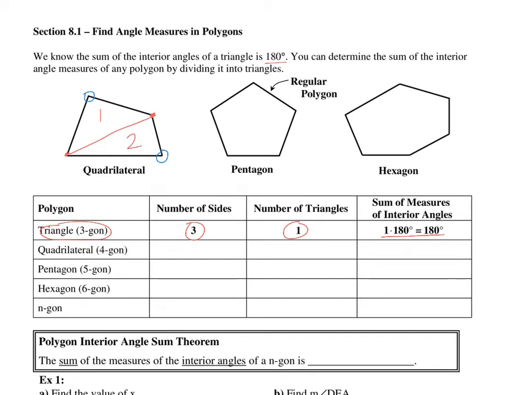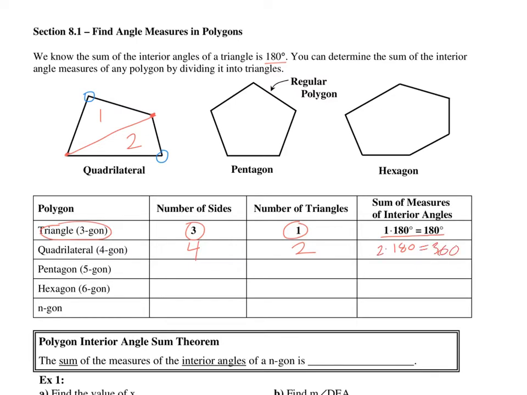See, 1, 2. So how many sides does a quadrilateral have? It has 4 sides. And how many triangles were we able to fit into this quadrilateral? 2. And what do all the angles of a quadrilateral add up to? Well, you just take 180 and multiply by 2, which gives you 360.